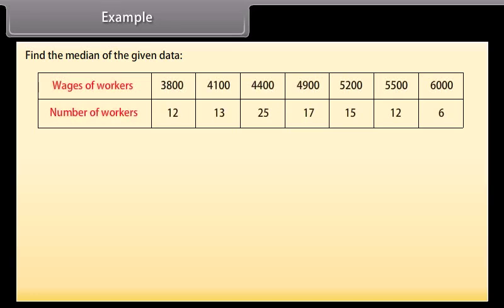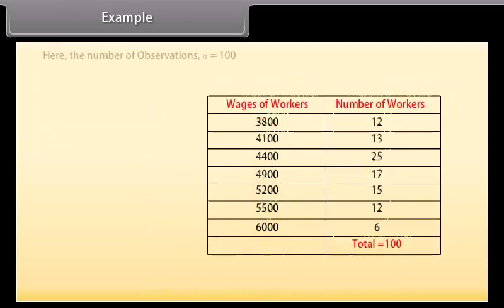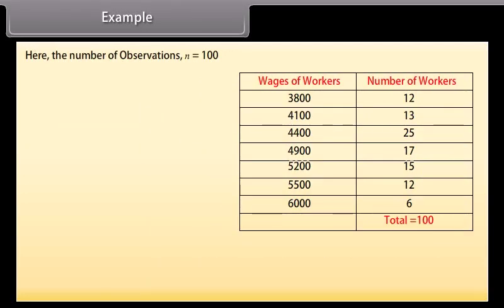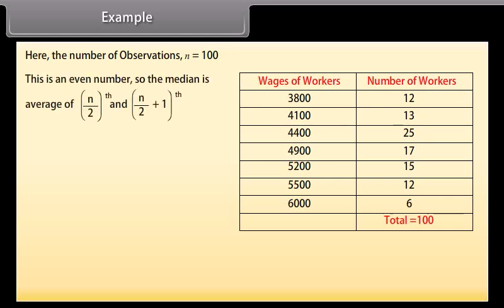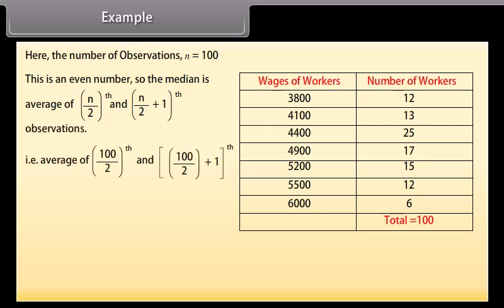Find the median of the given data. Solution. Firstly, we will write the wages of workers and the number of workers. The total number of workers is 100. Here the number of observations n is equal to 100. This is an even number, so the median is the average of the n by 2th and n by 2 plus 1th observations. That is the average of 100 by 2th and 100 by 2 plus 1th observations, that is the average of the 50th and 51st observations.